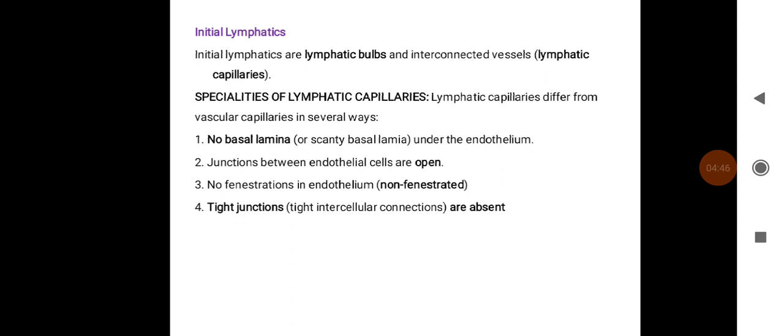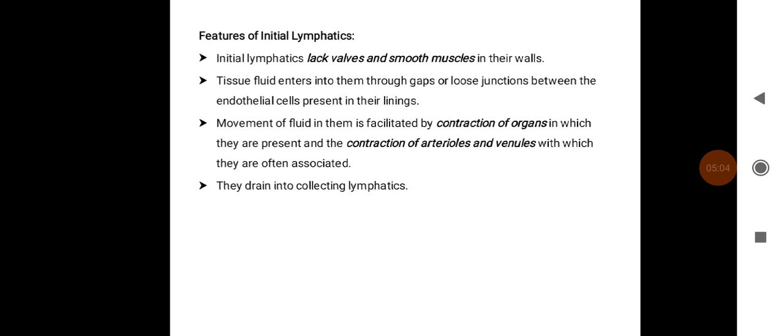Specialities of these capillaries are they do not have a basal lamina under the epithelium. Junctions between endothelial cells are open. There are no fenestrations in the endothelium. The tight junctions are absent. These are some of the other features. They lack valves, and they lack smooth muscles in their walls.